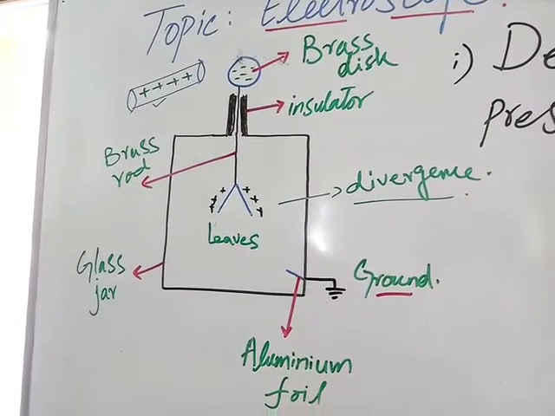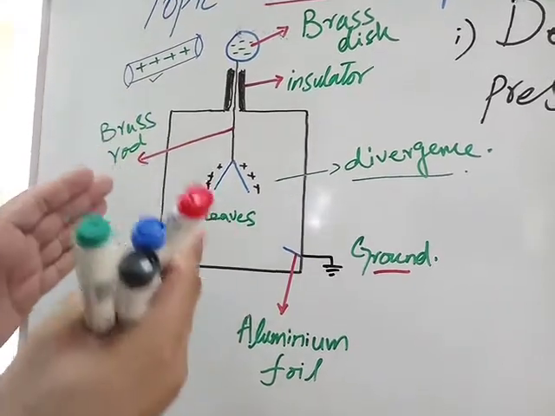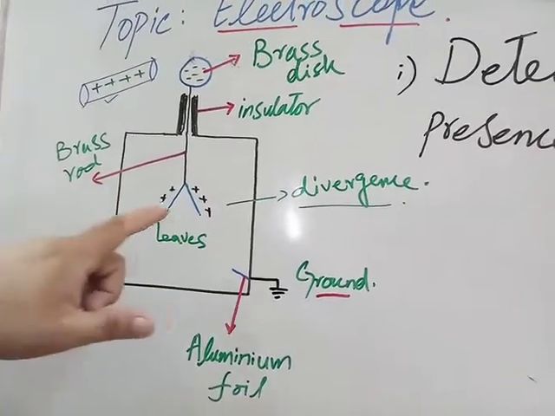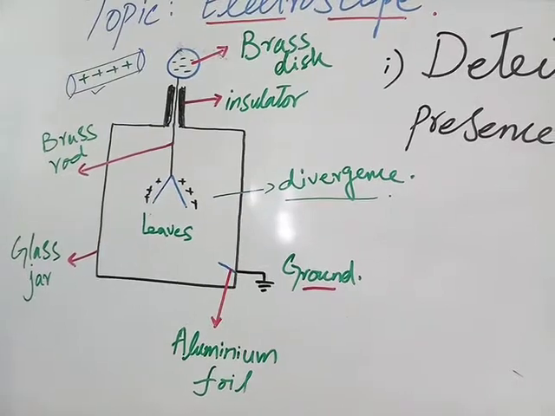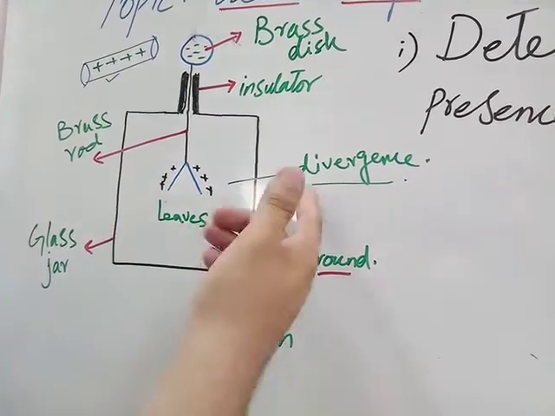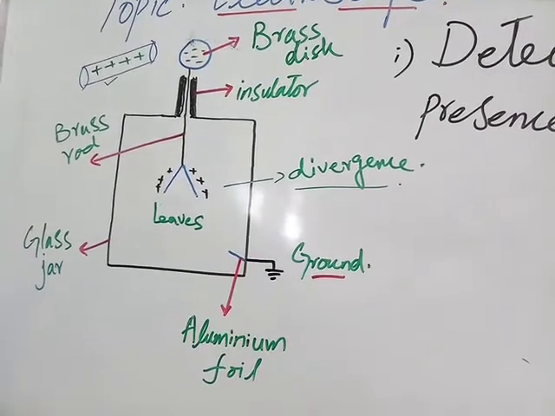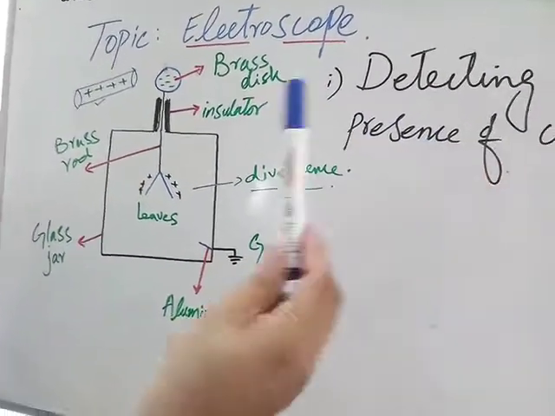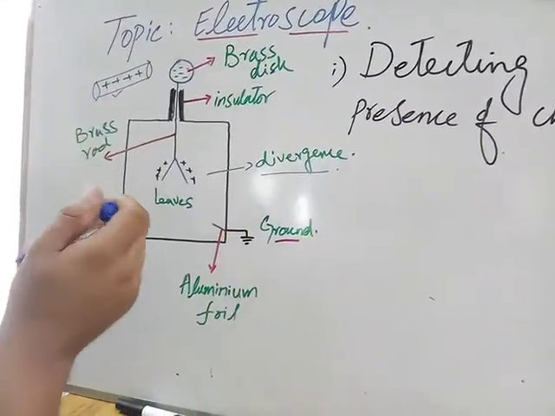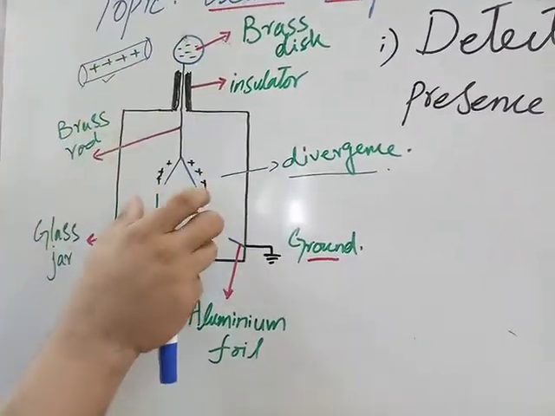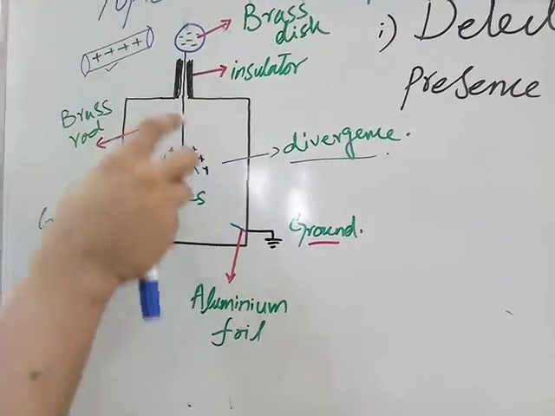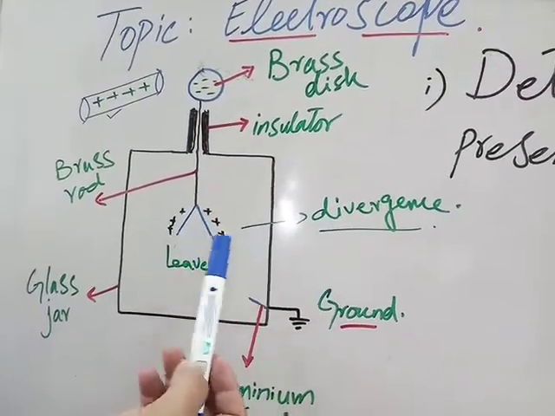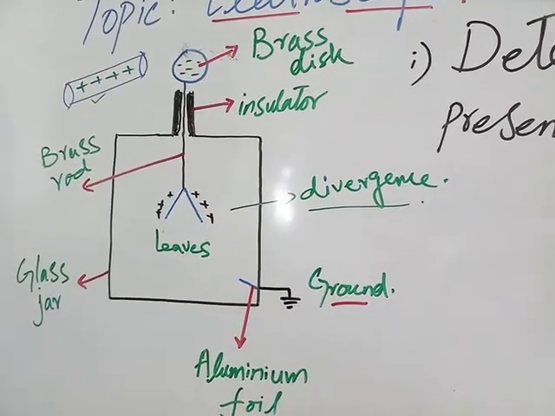This divergence depends on the amount of charge on the body. If the body is not heavily charged, the leaves diverge only slightly, but if the charge is heavy, more divergence will occur. So the divergence depends on the nature or the amount of the charge on a body. To repeat: if we place a neutral body near the brass disc, no divergence occurs, and if we place a positively or negatively charged body near it, divergence occurs.